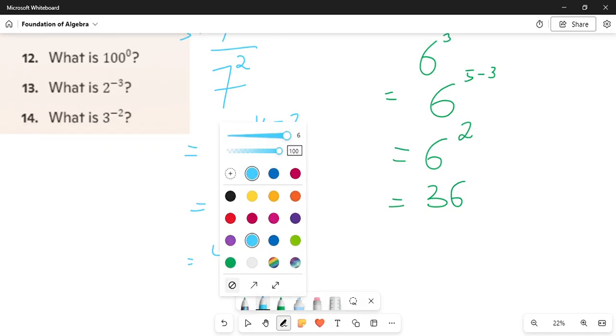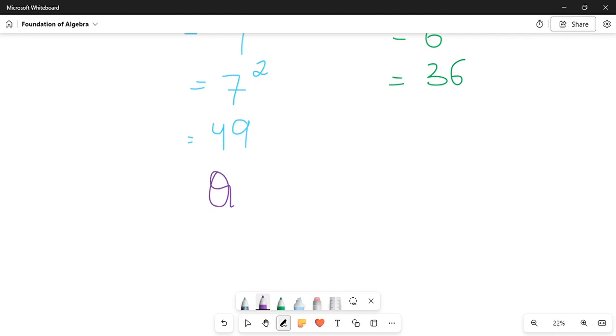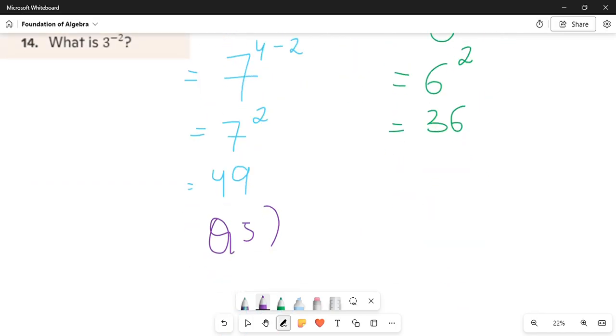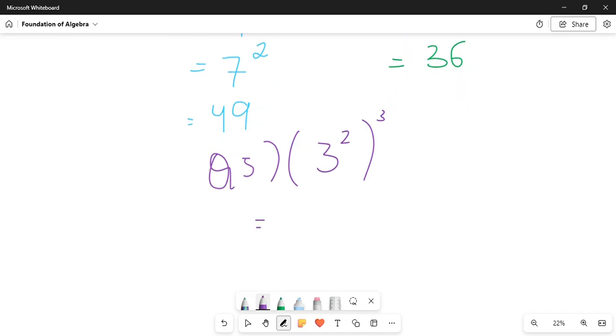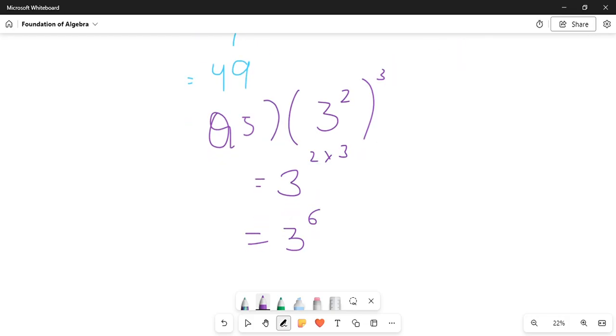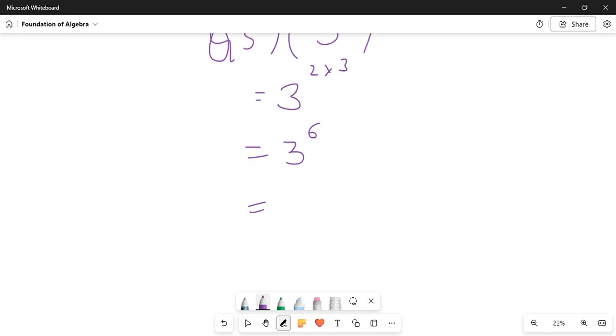And the next one is question number 5. Question number 5 is 3 to the power of 2, times 3. So first, 3 to the power of 2. Well, let's just do it like this. Because these are being multiplied, so 3 to the power of 2 times 3 equals 3 to the power of 3, which equals, let me just use the calculator, 27. What's your answer?